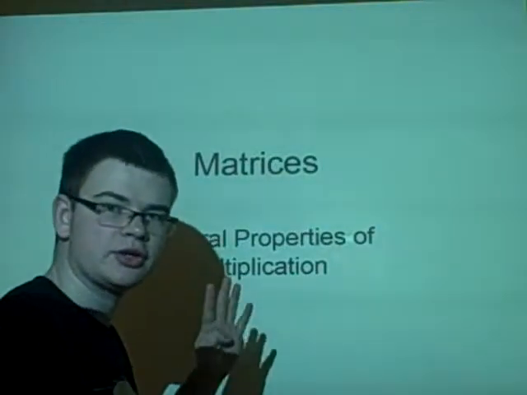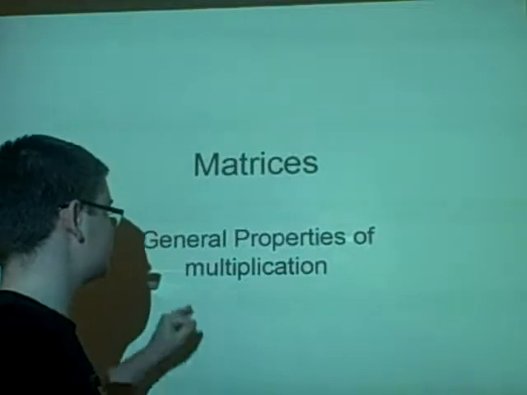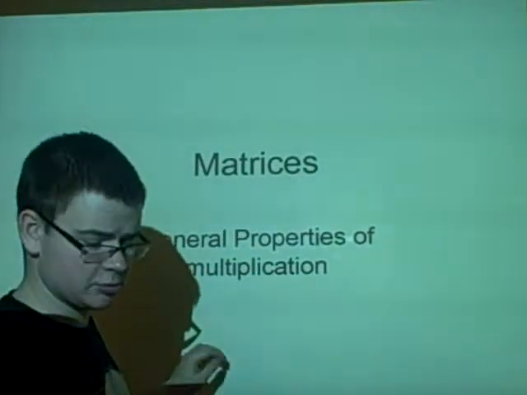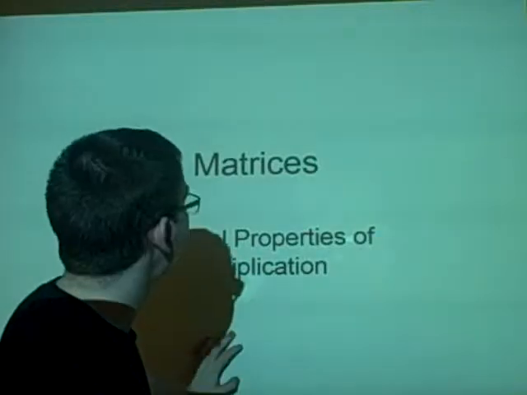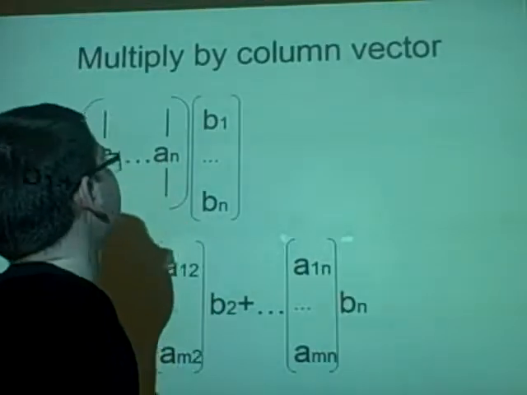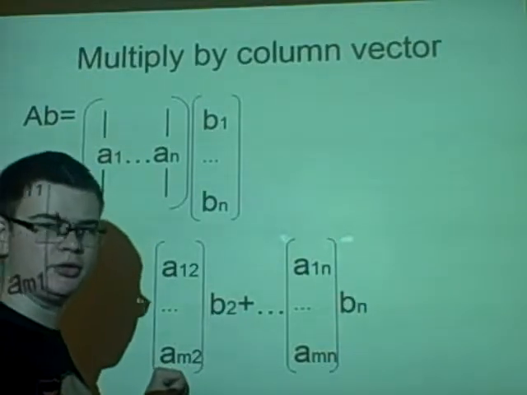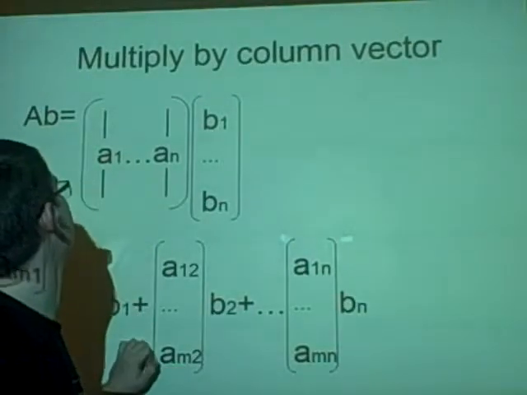The fourth lecture on matrices, and it's a bit more general properties of multiplication. So it basically goes through what you have to do to multiply matrices. It wasn't a lot actually. Most of it was just yabbing on about proofs and stuff.